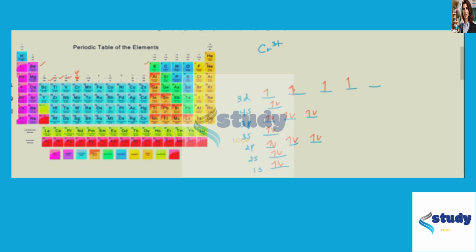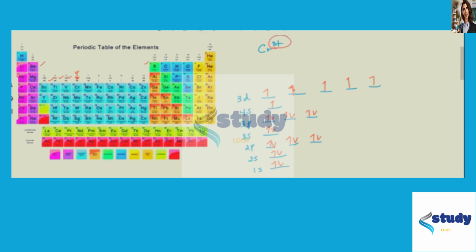But chromium as an atom follows an anomalous configuration. It borrows one of those 4s electrons to completely fill all 5 of the orbitals in the 3d subshell. So as an atom, there is just 1 electron in the 4s subshell, 5 electrons in the 3d subshell.